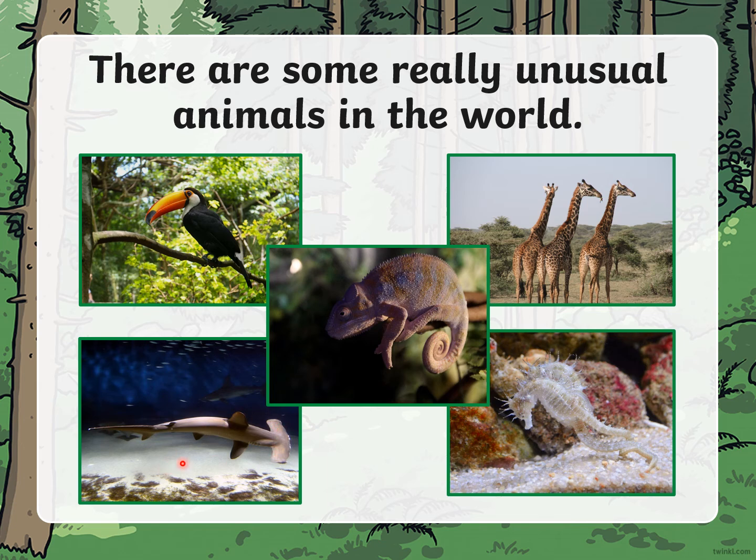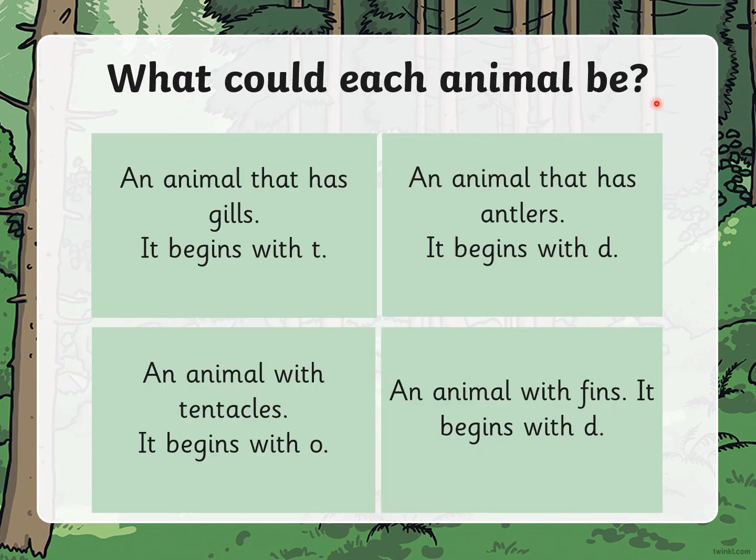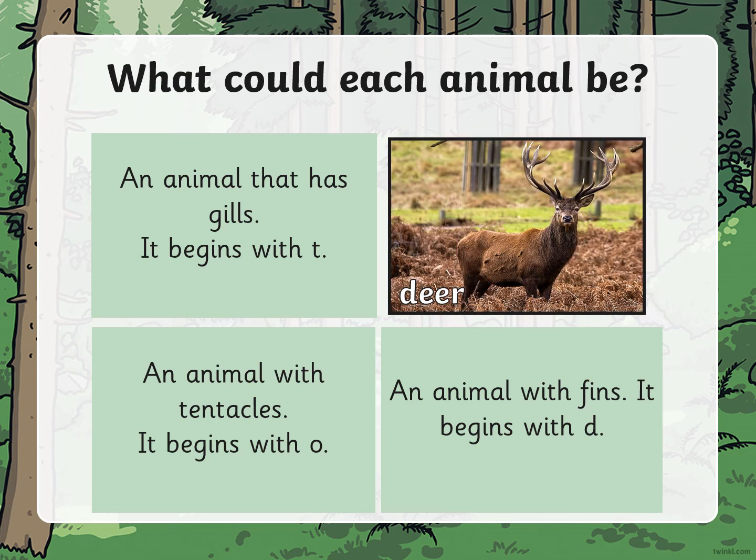Okay, now we're going to play another game, and this game is I'm going to tell you something about the animal. I'm going to tell you what letter its name begins with, and you're going to see if you can find out what it is. Right, let's have a look at this one first. An animal that has antlers. It begins with D. Oh, antlers are a bit like horns, aren't they? Begins with D. Oh, yes, I do know. A deer. Yes. Oh, that's right.